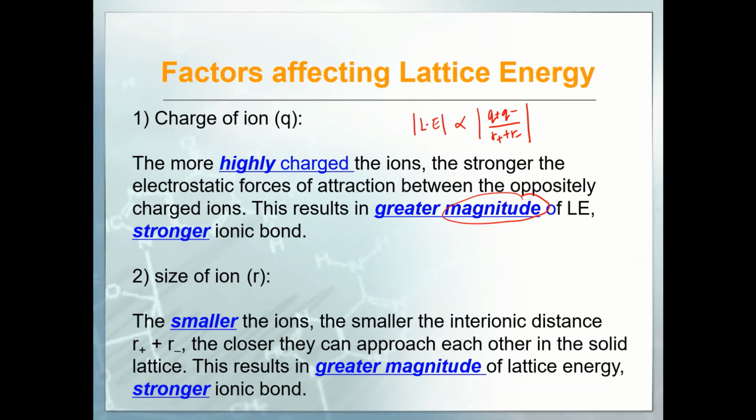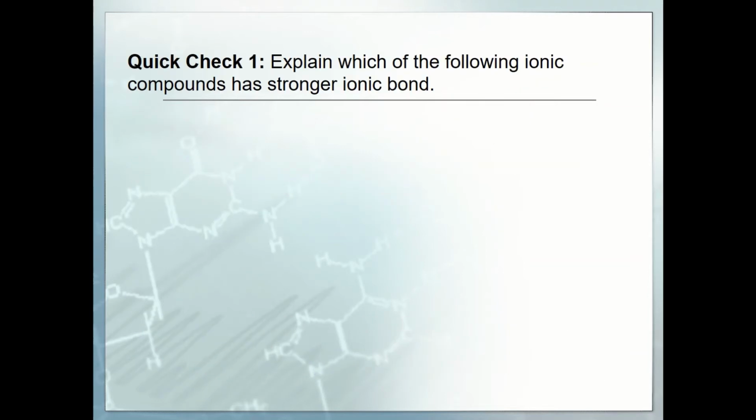Okay, so whenever you are asked to compare strength of ionic bonds, you go back to magnitude of lattice energy, and from there, magnitude of lattice energy is proportional to Q plus Q minus over R plus plus R minus. This relationship you should know. Okay? So let's take a look at the quick check.